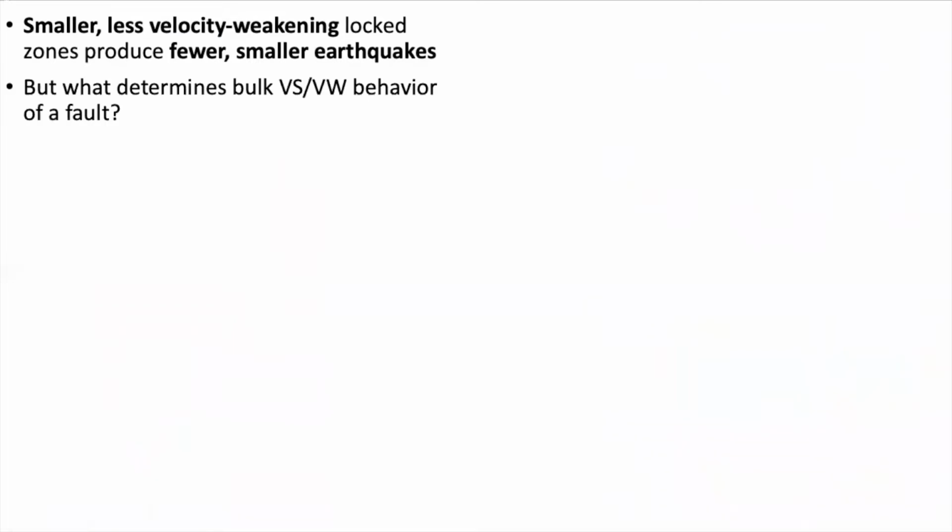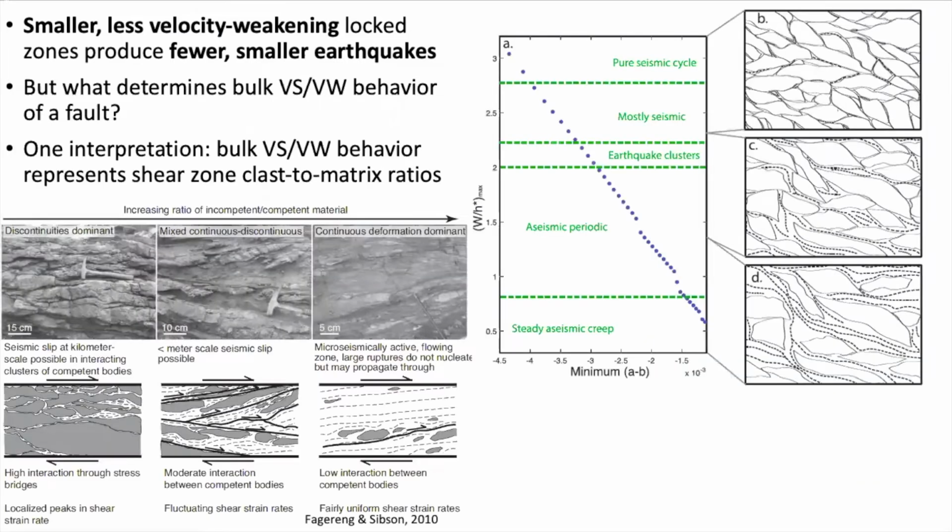In these rate and state friction models, we've assigned an A-B value to describe each patch of the fault. But it's worth asking what this bulk effective A-B value really represents in terms of the fault zone properties. So one interpretation is that the bulk A-B value could correspond to the volumetric ratio of the competent velocity weakening class to incompetent velocity strengthening matrix material in a mixed fault zone or shear zone.